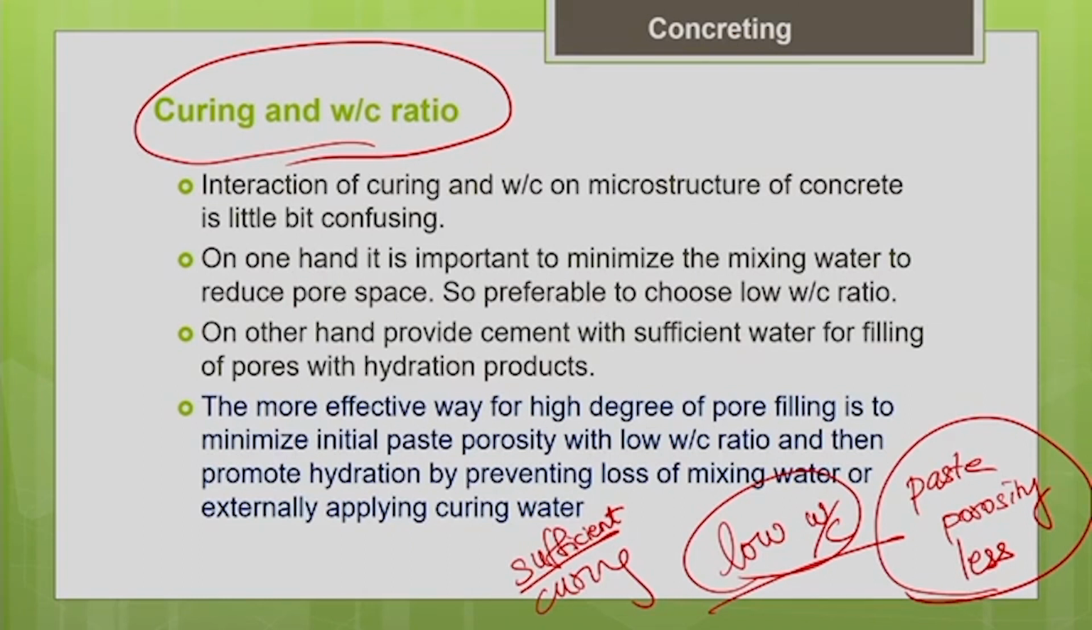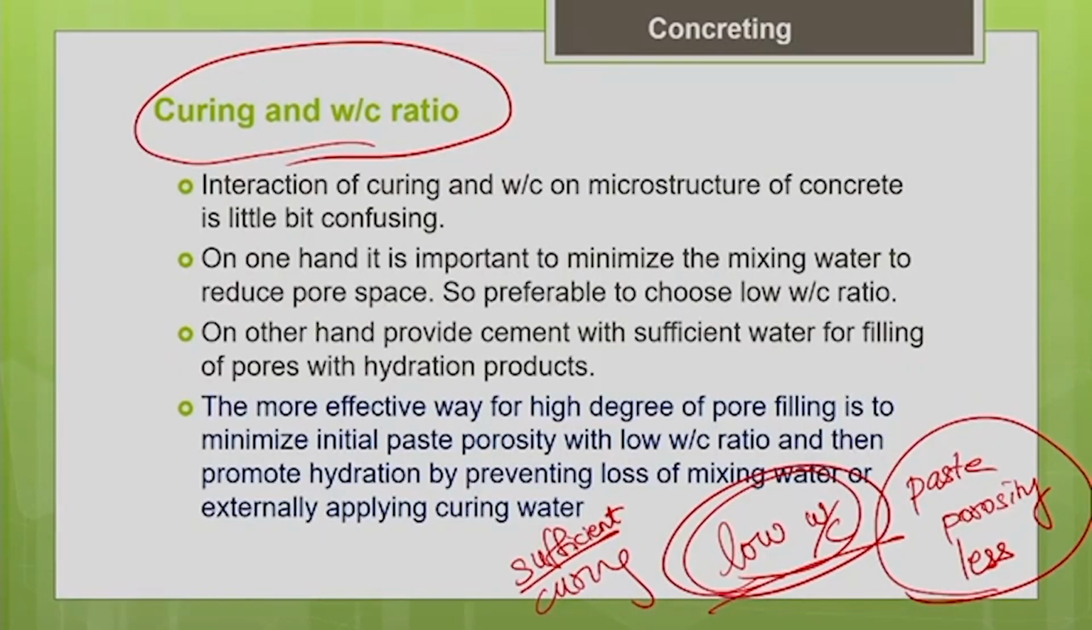When you give sufficient curing for concrete, the continued hydration process will occur and all the pores will be filled with the hydration products. As the pores are filled with the hydration products, the microstructure will be improved and the porosity of the concrete will be less. Thereby your strength and the durability of the concrete will be good. So, the best thing is to go for low water to cement ratio mixes, but give sufficient curing so that you will get a good microstructure. Your curing will ensure that the hydration will occur and the pores are filled with the hydration products.